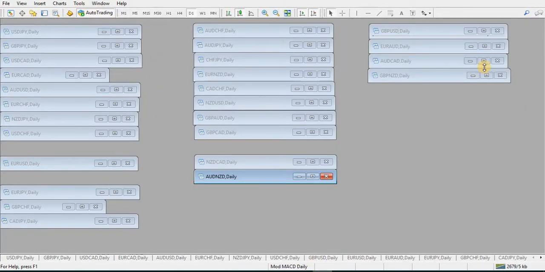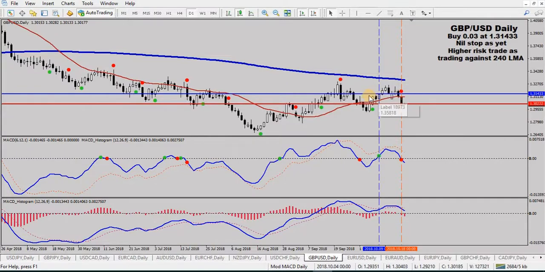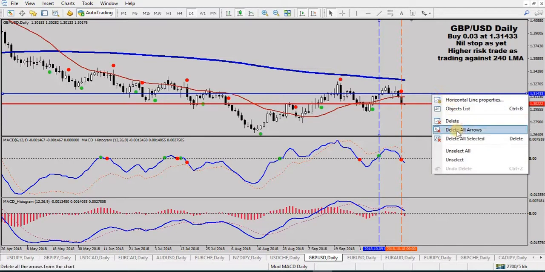Basically, these are all reversals on the Mod MACD. This is Mod MACD daily. We'll start with a Pound USD. Then a buy back here this morning. Confirmed fast cross of the fast MACD. That buy was closed for a loss. Not a huge one in terms of the pound.